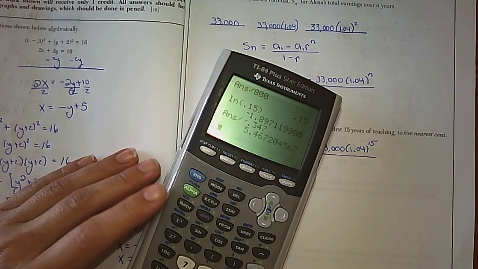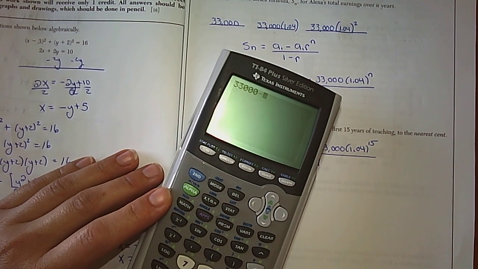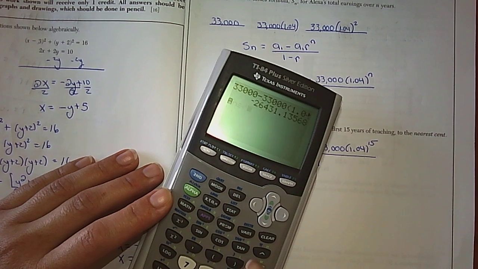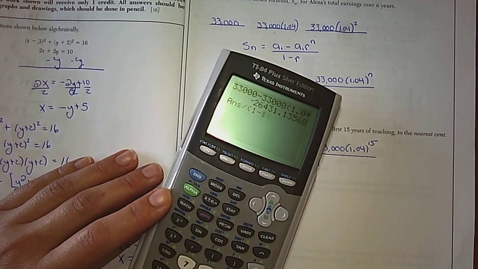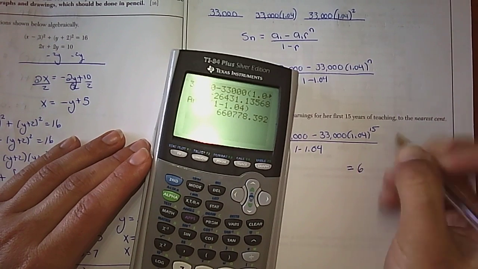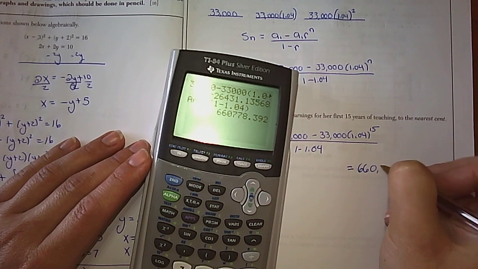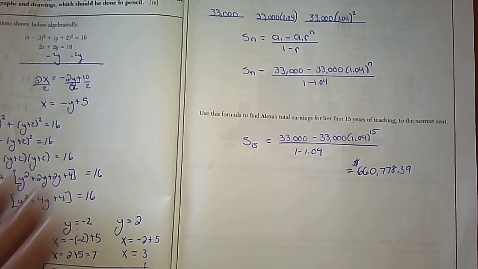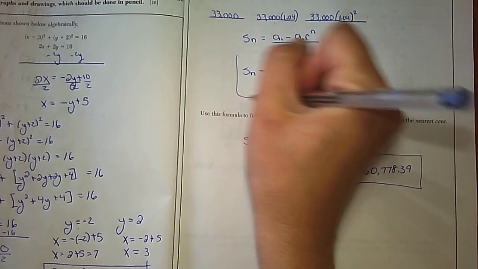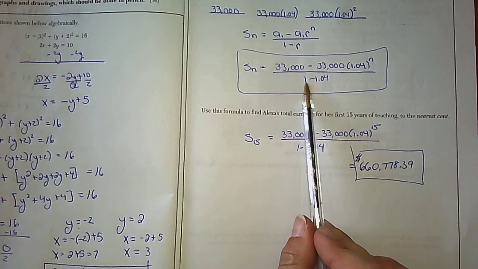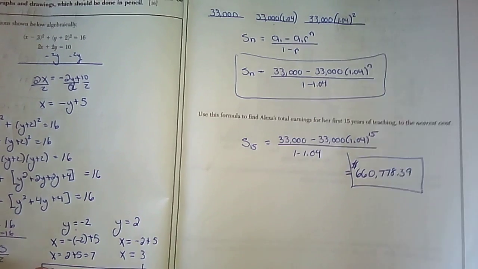So let's see here. 33,000 minus 33,000, let's see, 1.04 raised to the 15th, enter, divided by, and then parentheses, 1 minus 1.04. So I'm getting, to the nearest cent, 660,778.39. There you go. And that's the answer to the question. And this was the answer to this part. All right. Now let's say you completely butchered this, but you plugged in 15 right into whatever you came up with. There's partial credit to be had all over the place.